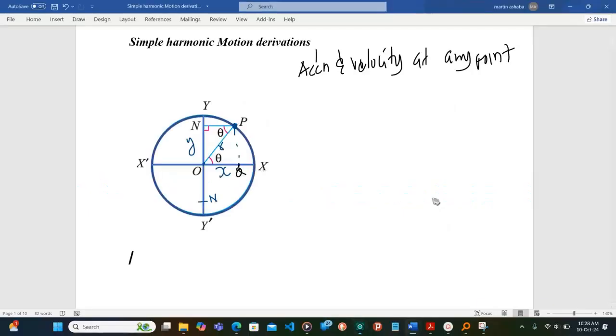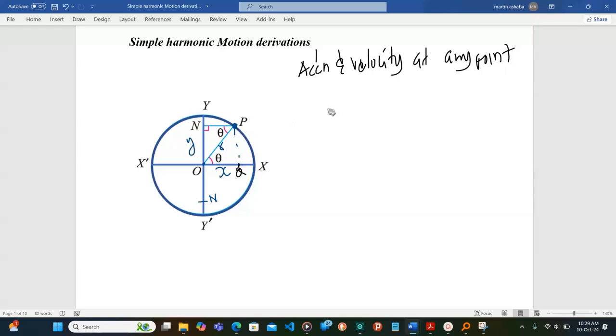Hello everyone, in this video we're going to discuss how we can derive the acceleration and velocity of an object describing simple harmonic motion. So if we consider an object which has been able to describe a circular path like this, then we are going to consider points, for example N and Q, to be describing simple harmonic motion. Q will be having a displacement x along the x-axis, and N will be describing simple harmonic motion in the y-axis, and its displacement can be taken as y.